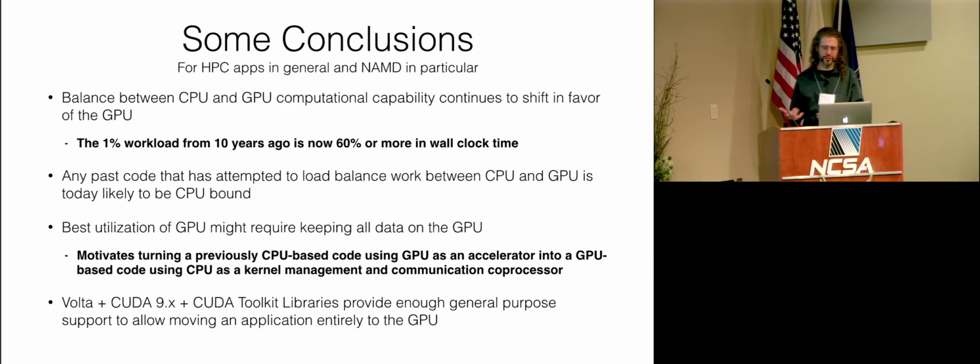So this was my concluding slide from my GTC version of the talk. Really what I wanted to point out here, some of the take-home messages, are that the balance between the CPU and GPU computational capability keeps shifting to favor the GPU, so that the 1% workload from 10 years ago is now 60% or more in wall clock time. And any past code that has attempted to load balance work between CPU and GPU is today likely to be CPU bound. And furthermore, the best utilization of the GPU might require keeping all the data on the GPU, motivating us to turn a previously CPU-based code using the GPU as an accelerator into a GPU-based code using the CPU as kernel management and communication coprocessor.